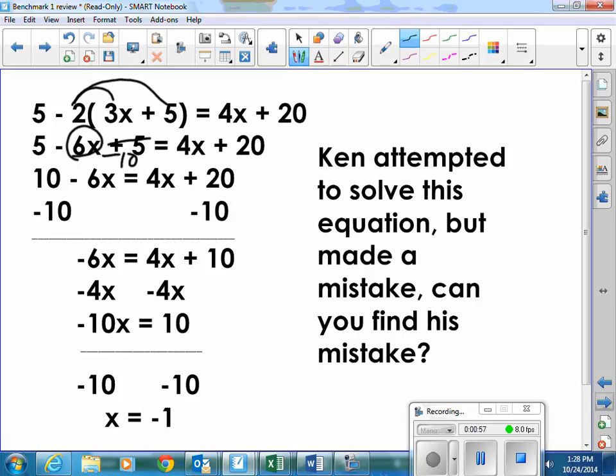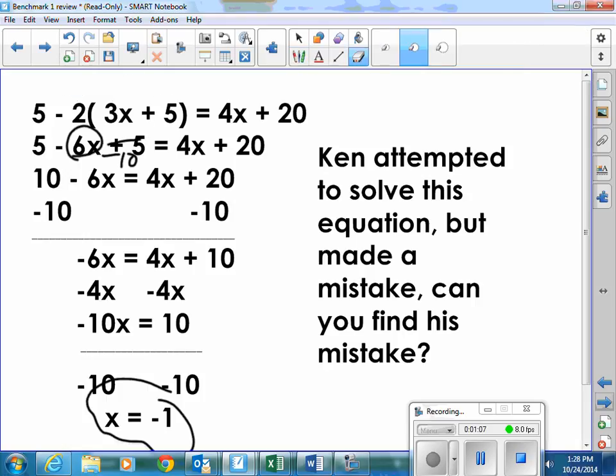Well, how can you catch mistakes like that when you're solving problems? Take the answer and plug it back in to the original equation. So if x is negative 1, then 3 times negative 1 is negative 3, negative 3 plus 5, so this whole thing in parentheses becomes 2.